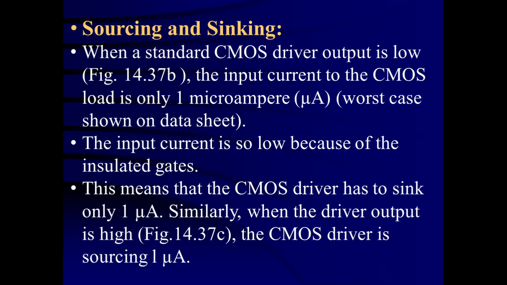This means that the CMOS driver has a sink current of 1 microampere in the worst case condition. Similarly, when the CMOS driver output is high, figure 14.37c, the CMOS driver is sourcing 1 microampere of current. The P-channel MOSFET of the driver is sourcing 1 microampere of current to meet the worst case input current requirement when the input is high.